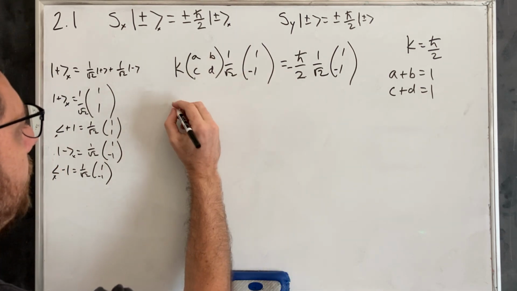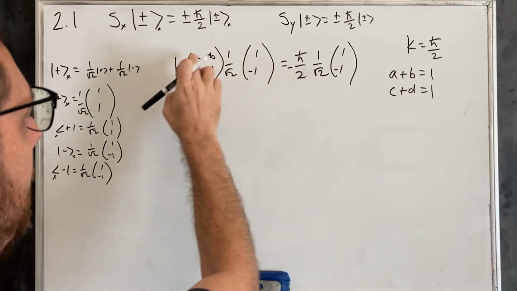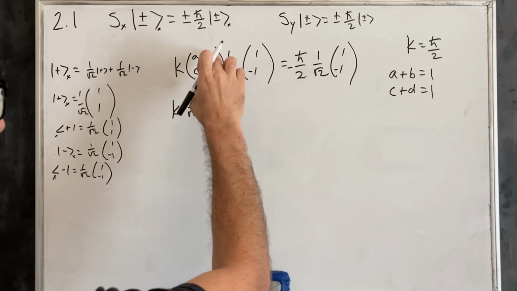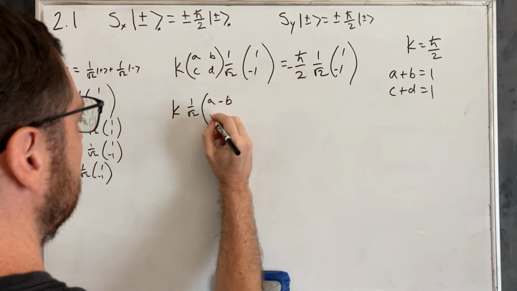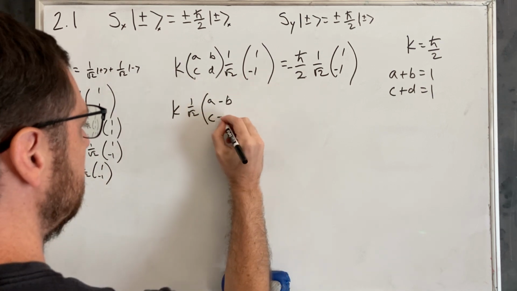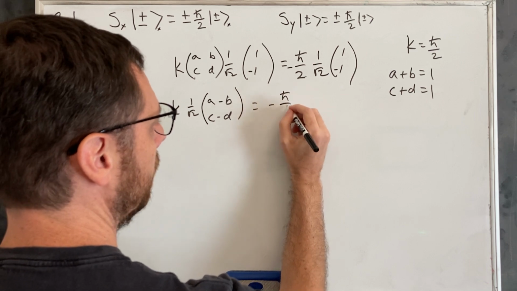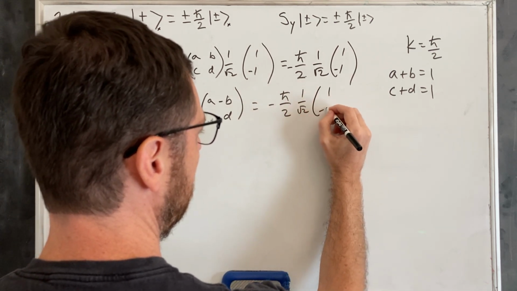Okay, so first we'll do the same thing. We'll do k 1 over root 2. 1 times a is a. Negative 1 times b is negative b. 1 times c is c. Negative 1 times d is negative d. And that equals negative h bar over 2, 1 over root 2, 1, negative 1.